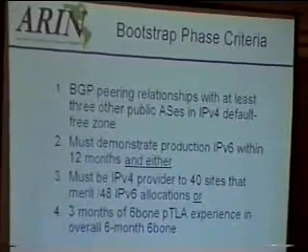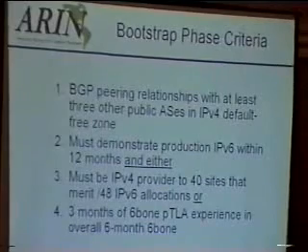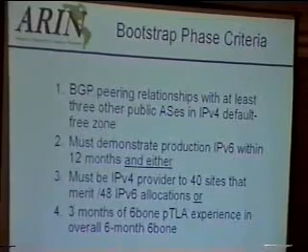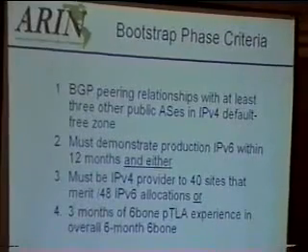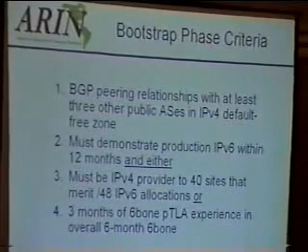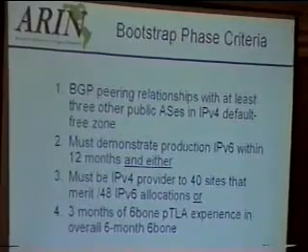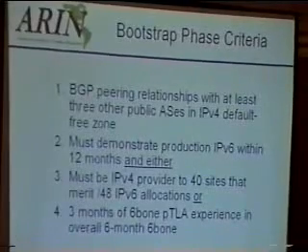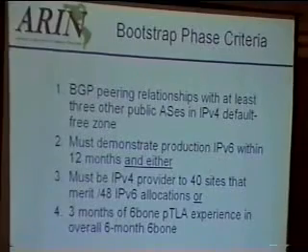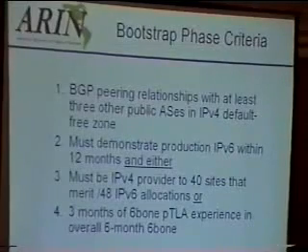Bootstrap phase criteria. You've got 4 numbered items here. To meet the criteria, you have to meet 1 and 2 and either 3 or 4. 1 is BGP peering relationships with at least 3 other public ASs, IPv4. 2 is you demonstrate that you're going to be using IPv6 address space, providing services within 12 months. So basically you're just showing us your 12-month plan for putting V6 into production and issuing it to your customers.